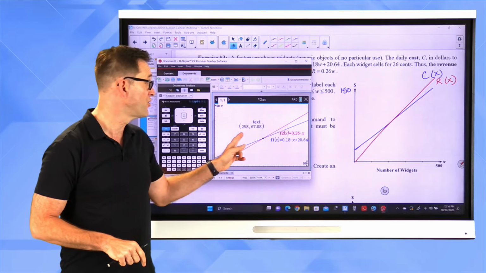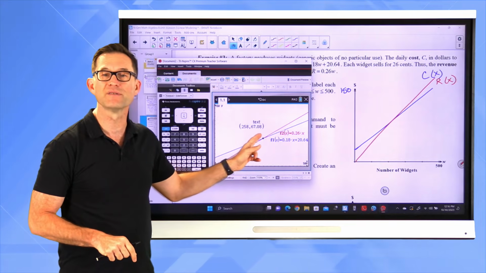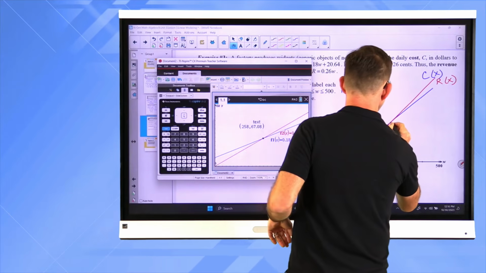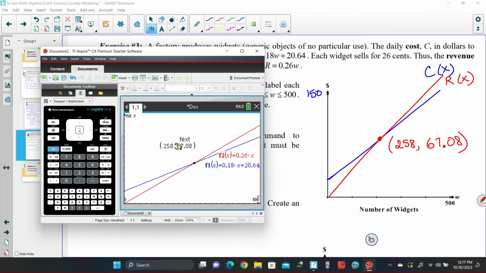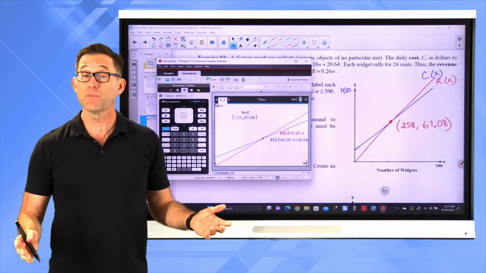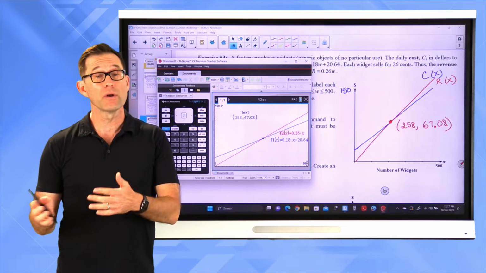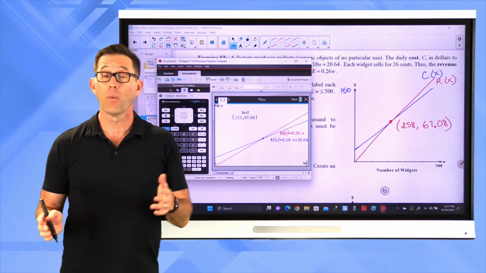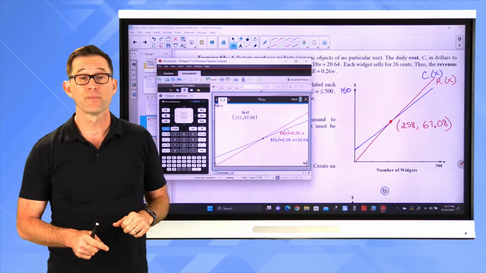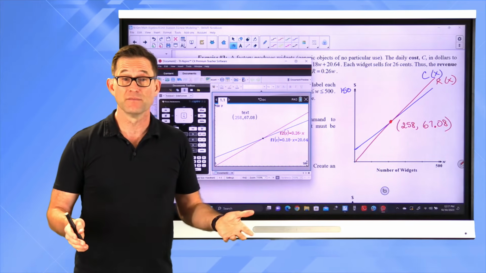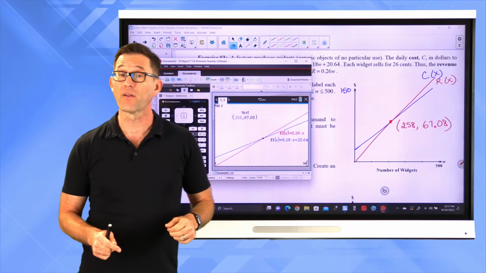So we have our intersection at 258, 67.08. Let me just make sure that's right. I wish the little hand would get off of there. Yep, there we go, 258 and 67.08. Which means if we produce 258 widgets, then the cost of producing them will be $67.08, and the revenue we generate from selling them will be $67.08. Awesome.